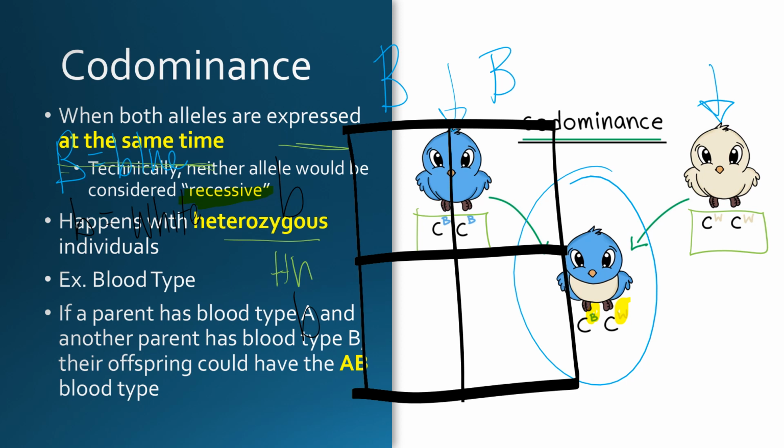This idea of codominance is what explains some of your blood types. If you don't know your blood type, I highly recommend that you learn it. But if a parent has a blood type of A and the other parent has a blood type of B, their offspring have a pretty good chance of having the blood type AB. Rather than it just being A blood or B blood, you will have both A and B blood.